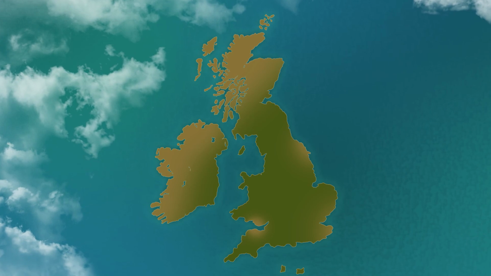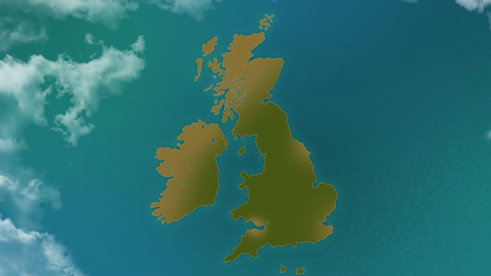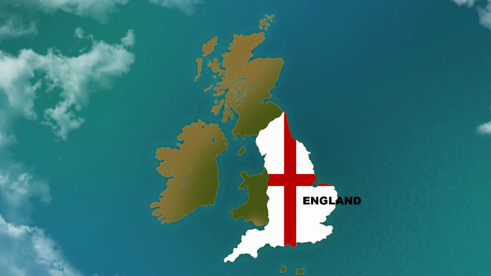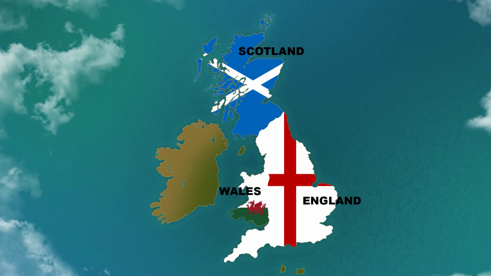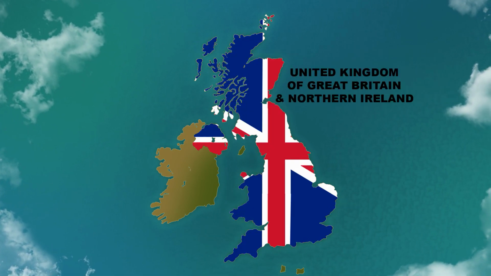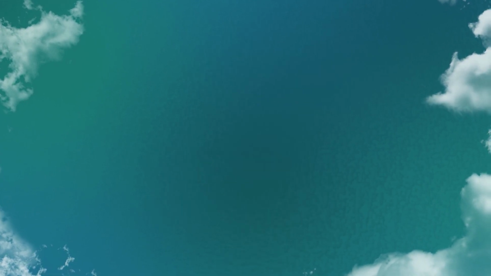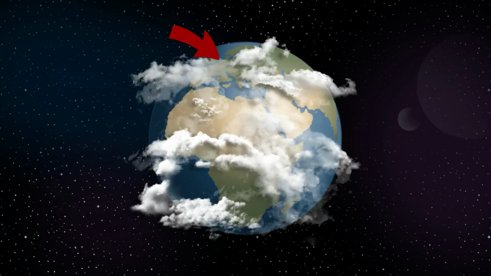So let's review. London is a city, not a country, not a continent, but a city. England is a country, but not a sovereign state. England, Wales and Scotland make Great Britain, and when combined with Northern Ireland, they make the United Kingdom of Great Britain and Northern Ireland, better known as the UK, which is part of the European continent.